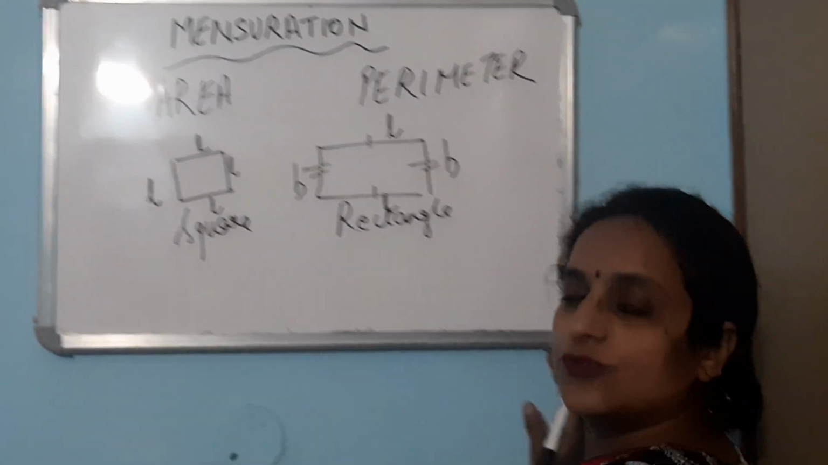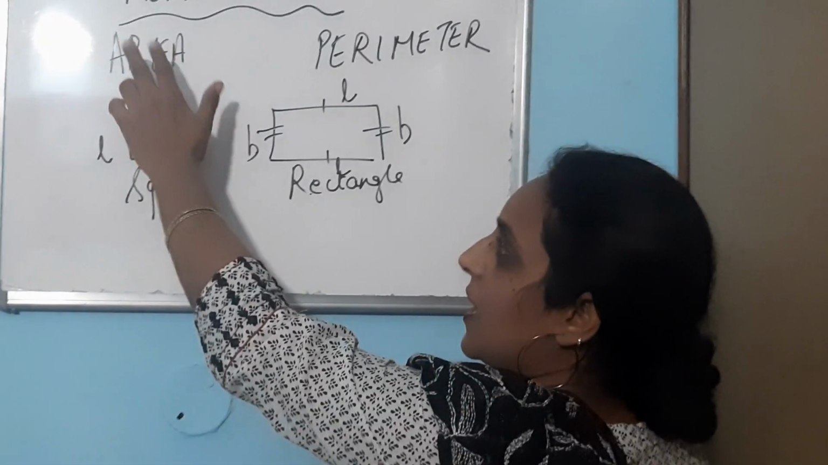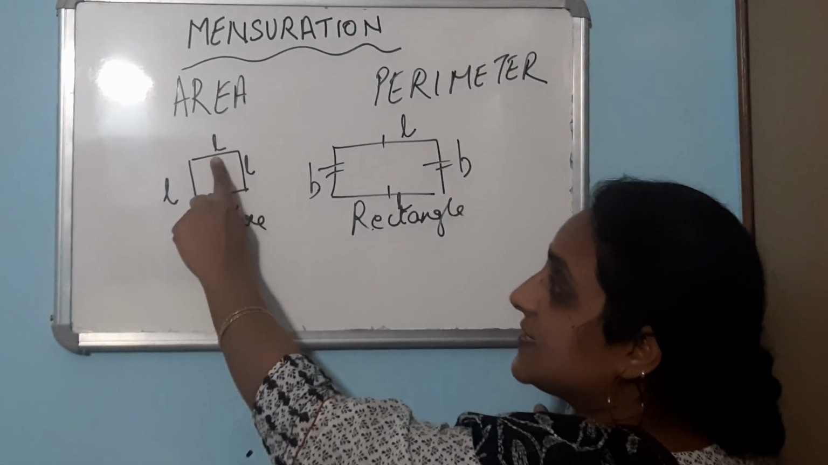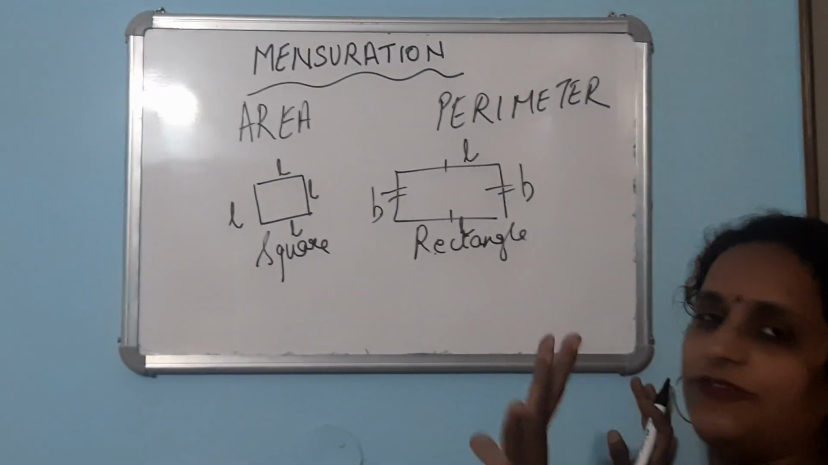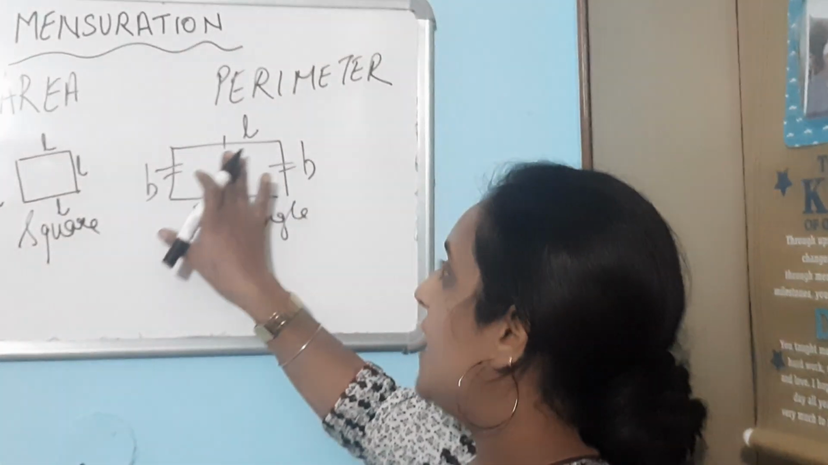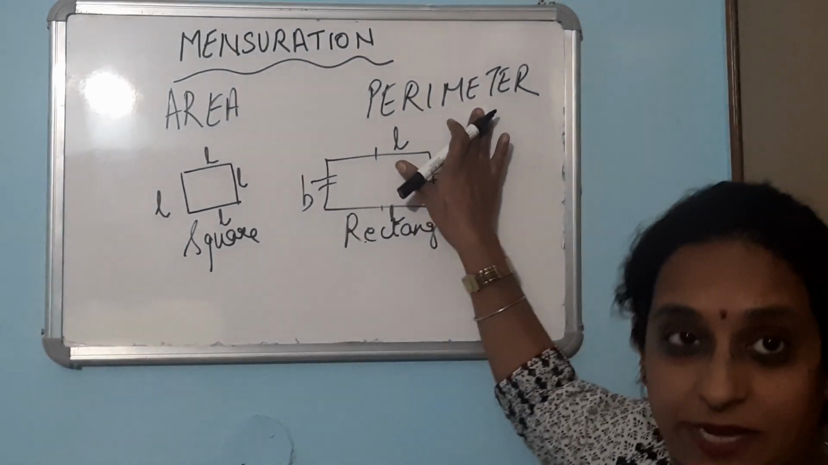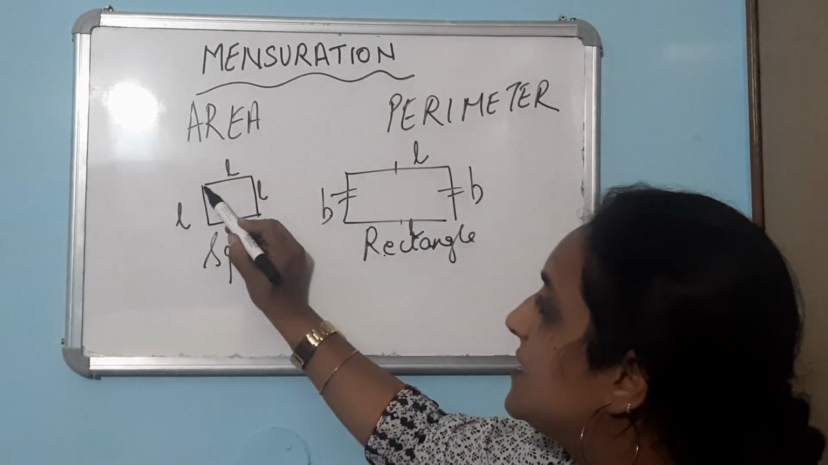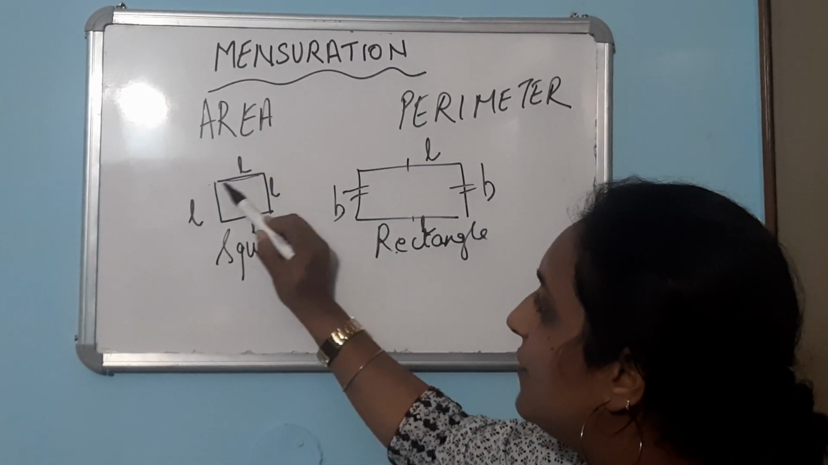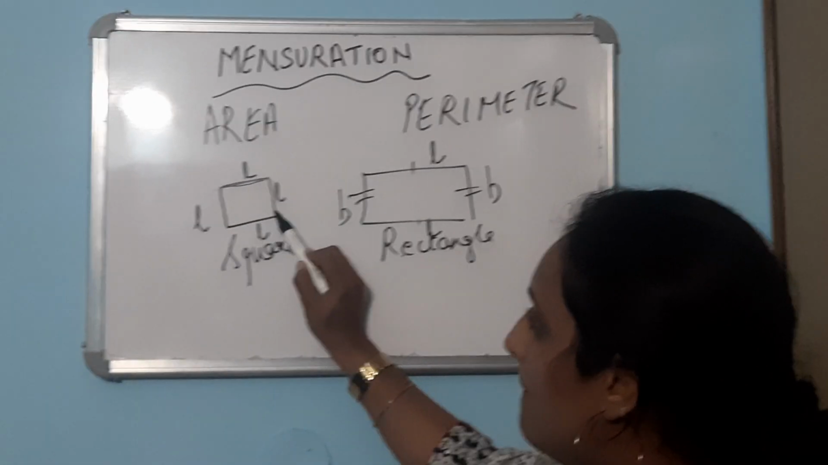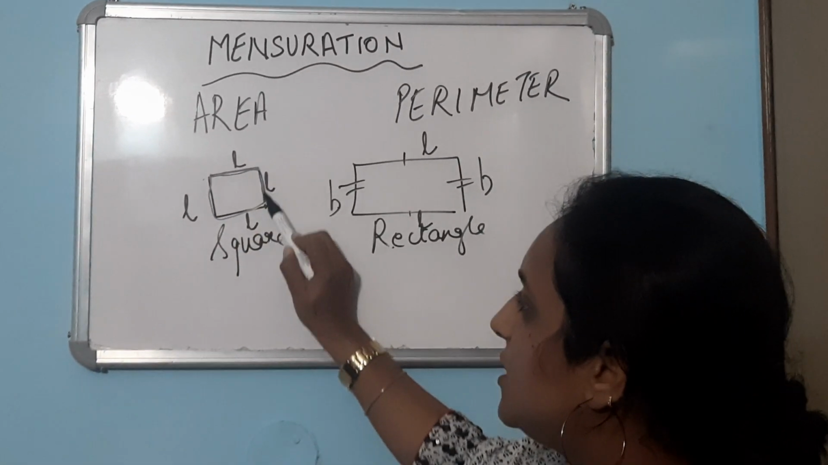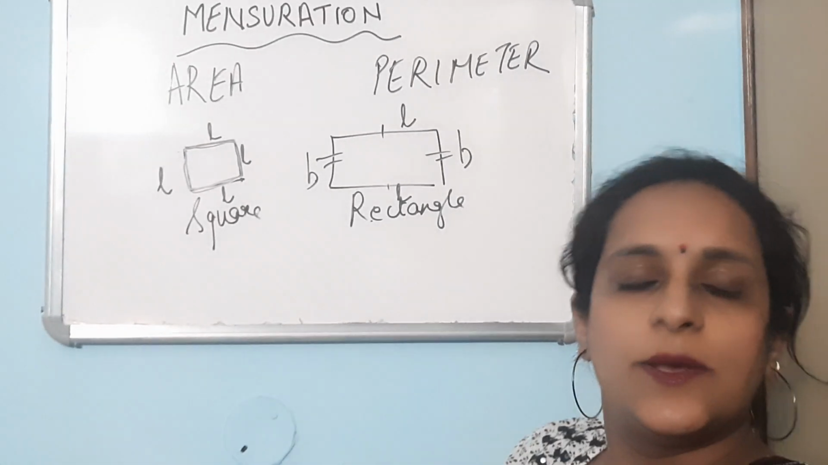Now, coming back to the previous topic, what is area? Area is a space that is enclosed by any figure, the area which is inside any figure. And what is perimeter? Perimeter is the border. When we start from one point and come back to the same point, what is the total length? This is called the perimeter.